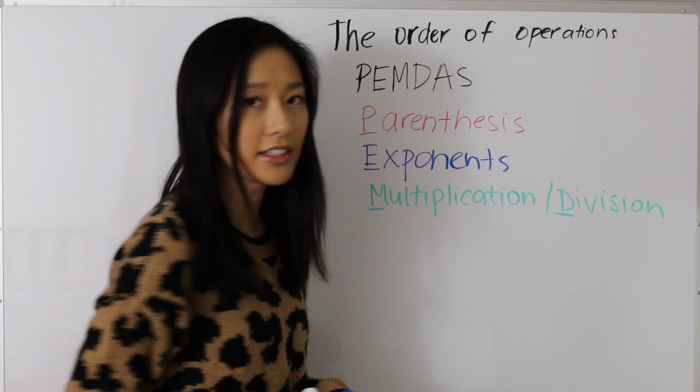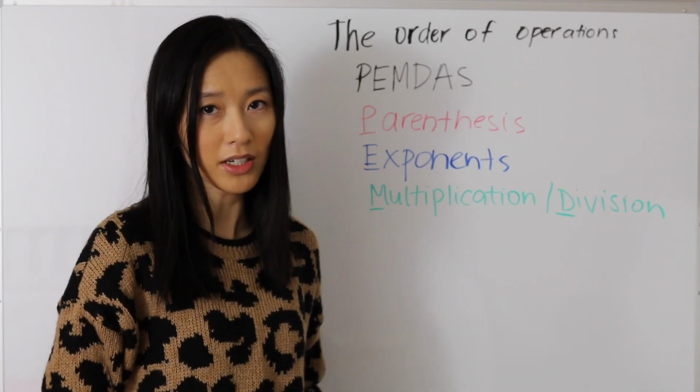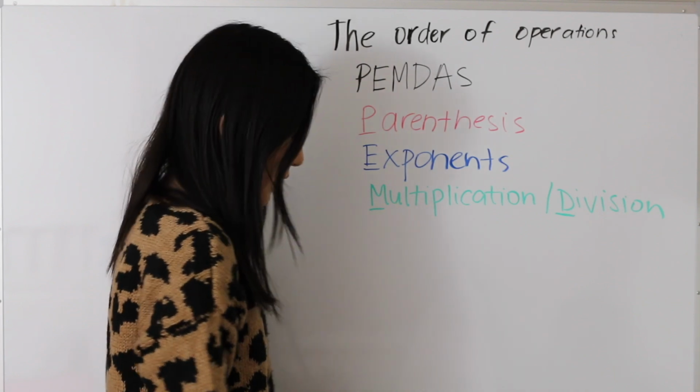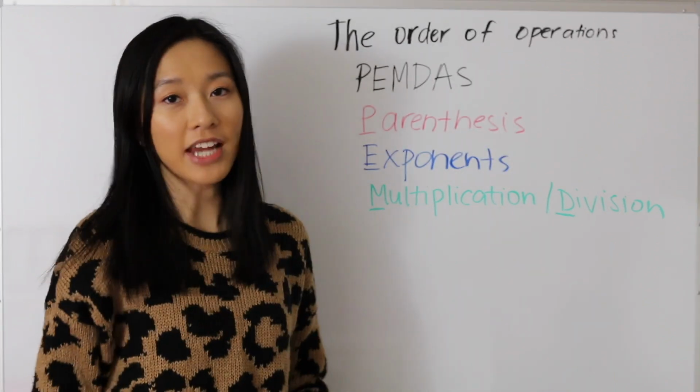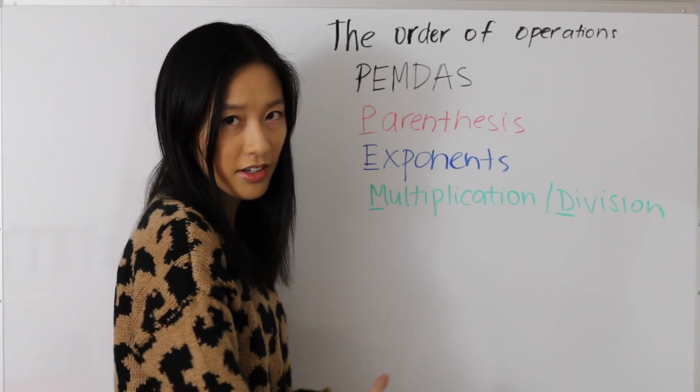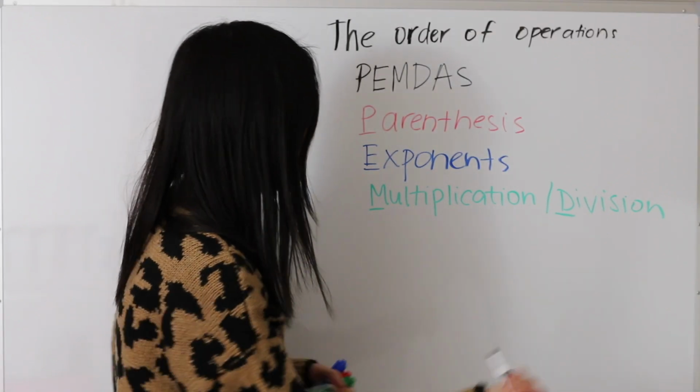And lastly, we have addition and subtraction, and these are equal in ranking in terms of priority as well. So when we see addition and subtraction, we evaluate the one that's closest to the left first and then make our way to the right.